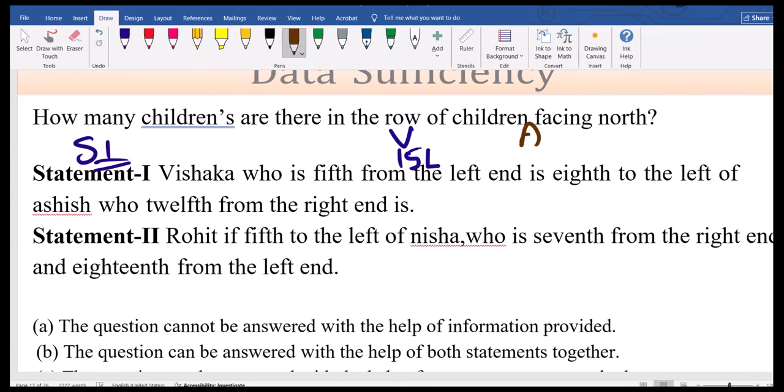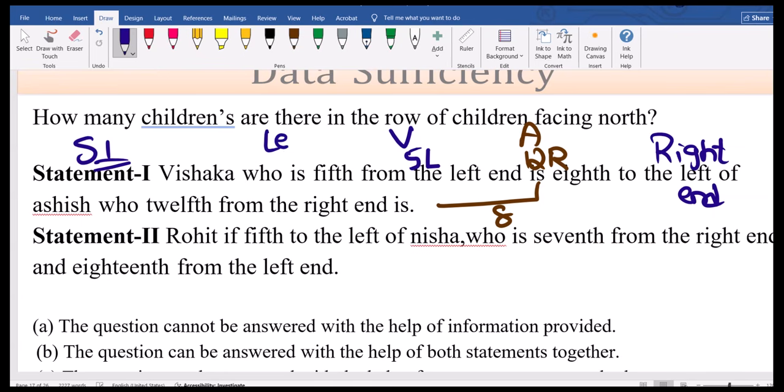Fine, so Ashish will be here, 12th from the right, and Vishaka is 8th to the left of Ashish. 5th, okay, fine, not 15. Agreed, 5th from the left. Fine, cool. Now listen. Now, Ashish, this is the right hand, right? Yes or no? This is the right hand on paper. This will be the left hand.